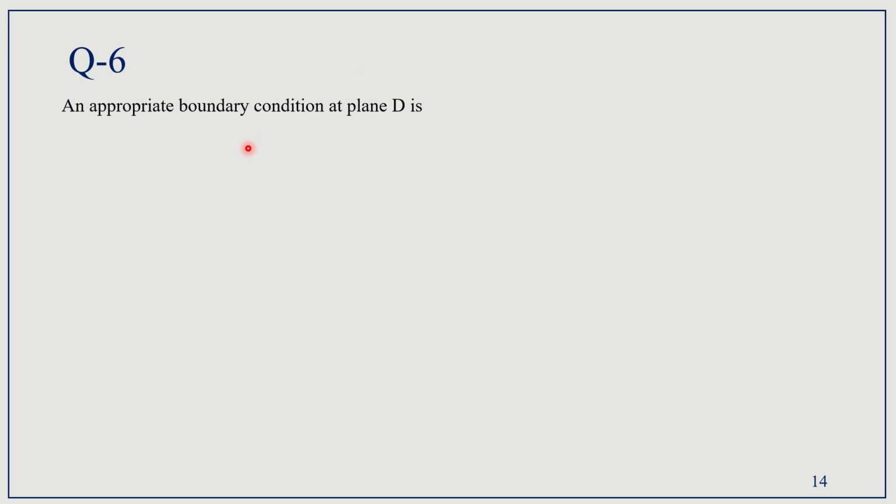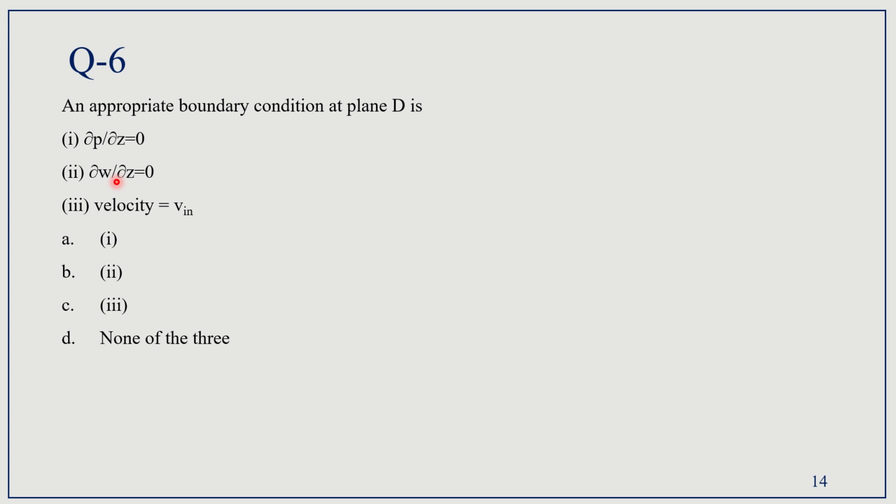So an appropriate boundary condition at plane D is: option 1, dou p by dou z is equal to 0. Option 2, dou w by dou z is equal to 0. And option 3, velocity is equal to velocity inlet. So we'll see the options also. Option A is 1. Option B is 2. Option C is 3. Option D is none of the 3.